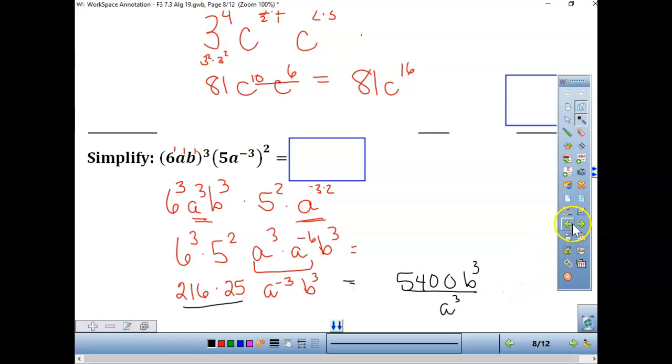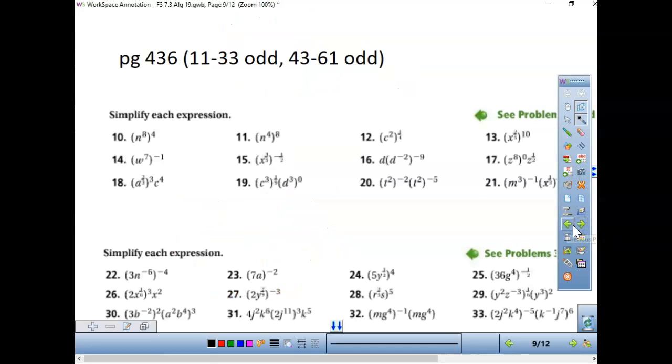Again, if you need to pause the video as you're watching these, just to check and make sure, go back and replay it, make sure it's making sense to you.